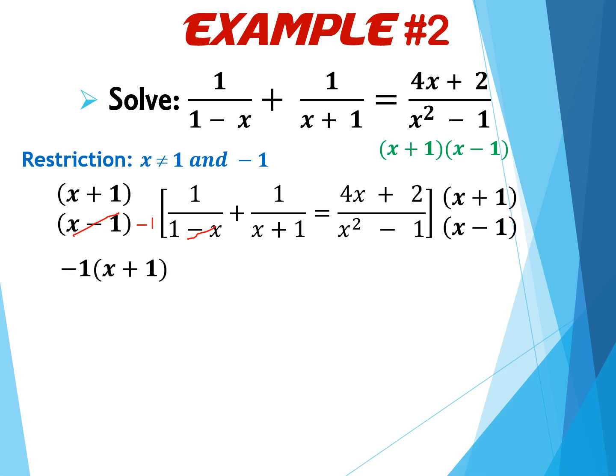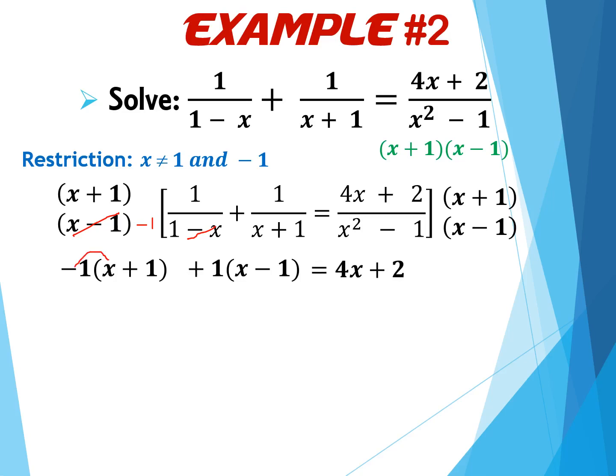And then next, this one, the whole LCD divided by x plus 1. So x plus 1 cancels, x minus 1 remains times positive 1. So you will have plus 1 times x minus 1. Okay, and then next, here, LCD divided by the denominator, so everything cancels. And then what remains is 1 times the numerator, 4x plus 2. I hope you follow the procedure. And then we simplify this one.